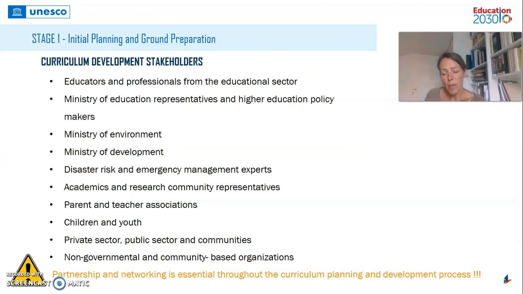Here is a list of a couple of the stakeholders that will have to be involved. Of course, the education sector, the Ministry of Education, but then also ministries that are in charge of DRR and sustainable development issues, such as the Ministry of Environment, different authorities in charge of disaster risk management, the school and education sector stakeholders at large, such as parents and teachers associations and NGOs.